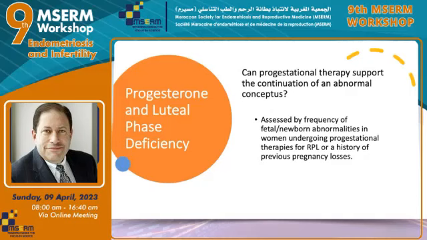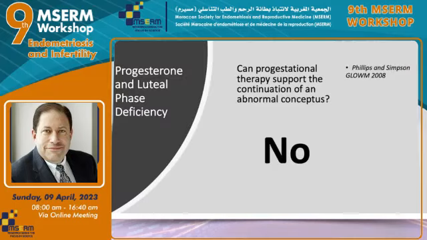from work done by my mentor, Jolie Simpson, and my colleague, Owen Phillips. They looked at the frequency of fetal to newborn abnormalities in women undergoing progestational therapies for recurrent pregnancy loss. The concept being: did those women who got progesterone have a higher likelihood of fetuses with chromosome abnormalities? And the answer to that is no. This was published in 2008.